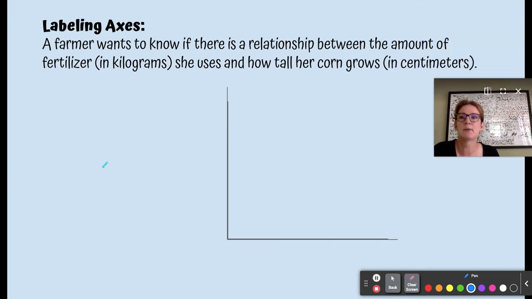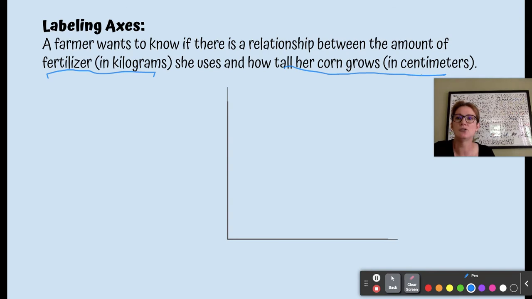Okay, so let's practice here. We've got a situation. So a farmer wants to know if there's a relationship between the amount of fertilizer, kilograms, that she uses and how tall her corn grows in centimeters. So in order to put these two variables, we've got the fertilizer in kilograms and the height of the corn in centimeters. We need to know which is the thing that she changed, the independent variable, and what was the responding variable, or the dependent.